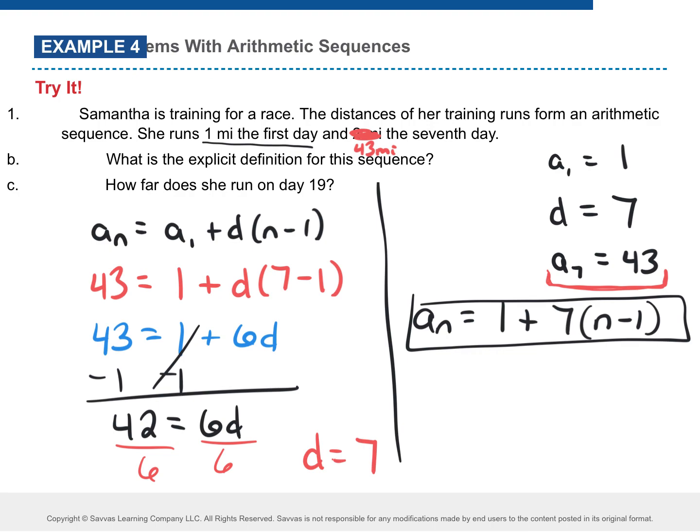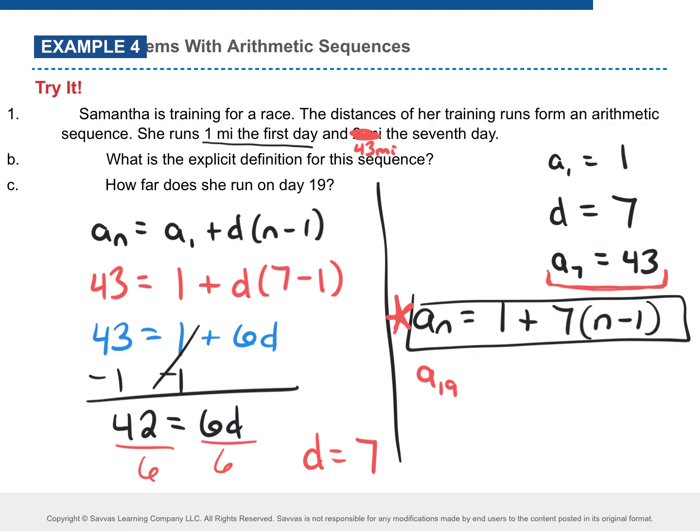Part B wants to know how far does she run on day 19. How can we use this to help us? Do we want to add 7 19 times? No. Could you do that? Yes, but that's really long and overdone. How can we use this formula here to help us know how far she ran on day 19? Do you agree day 19 means A to the 19th? Yeah.